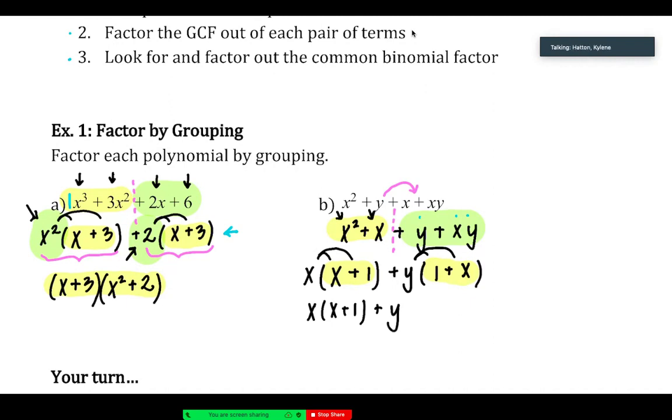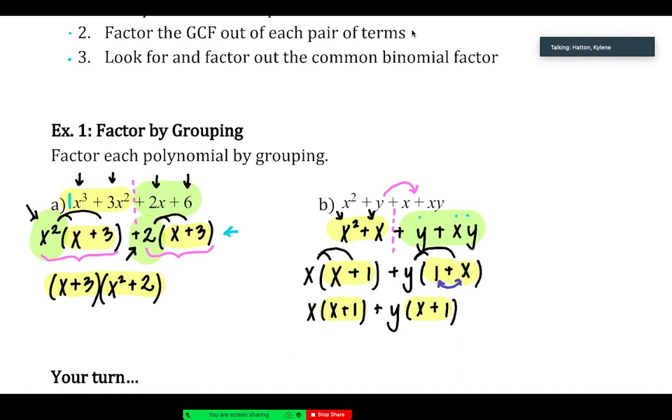But I'll rewrite it as x times x plus 1, plus y times x plus 1. And all we did between those two steps was switch these two terms so that what we had inside the parentheses looks exactly the same. And now we're on step 3, where it says look for and factor out the common binomial factor. So these are common binomial factors, x plus 1 and x plus 1. They're binomials, and each term has them in common.